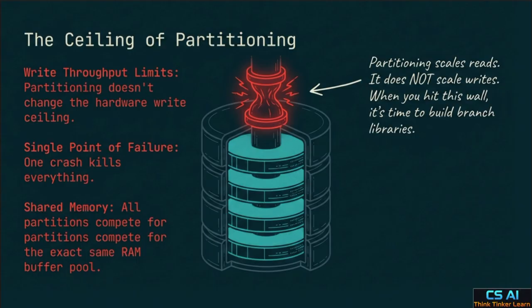Here is the ceiling of partitioning. It scales reads, but it does not scale writes. You're still bound by the same hardware write capacity, the same shared memory, and the same single point of failure. If the box crashes, everything goes down with it. When you hit the wall, you have outgrown internal organization. It's time to build branch libraries across the network.